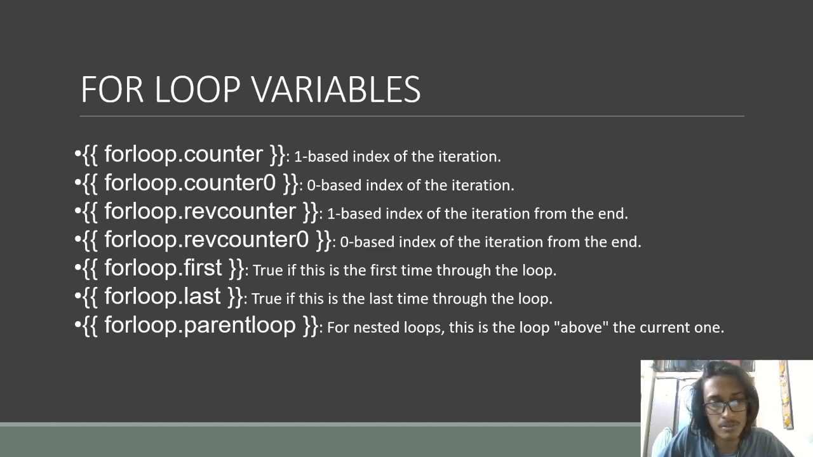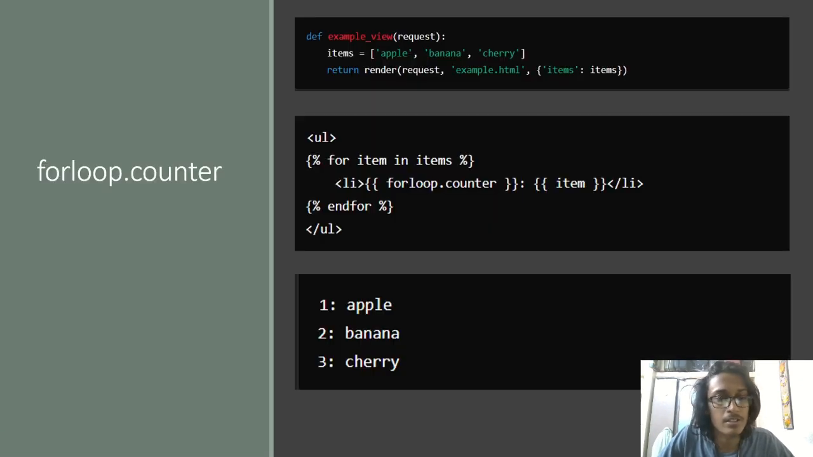Then it's forloop.parentloop, for nested loops. This is the loop above the current one. Then forloop.counter we are discussing now. You can see the example here. We are using the items apple, banana, cherry. You can see the HTML code, there's forloop.counter you're using. Then in the output you can see, apple is prefixed as 1, then 2, then 3.